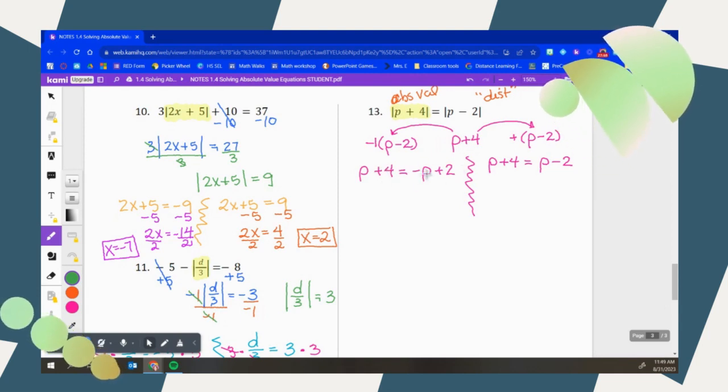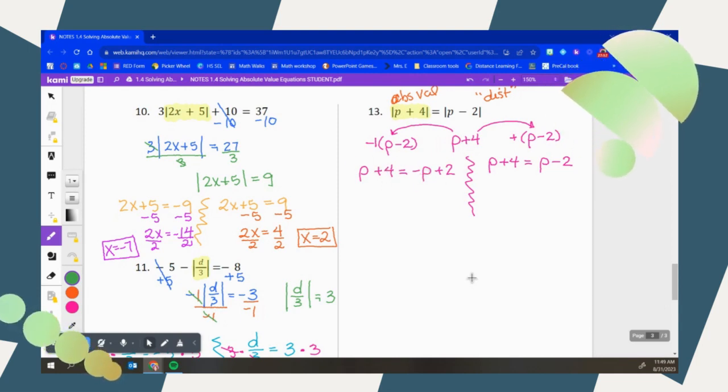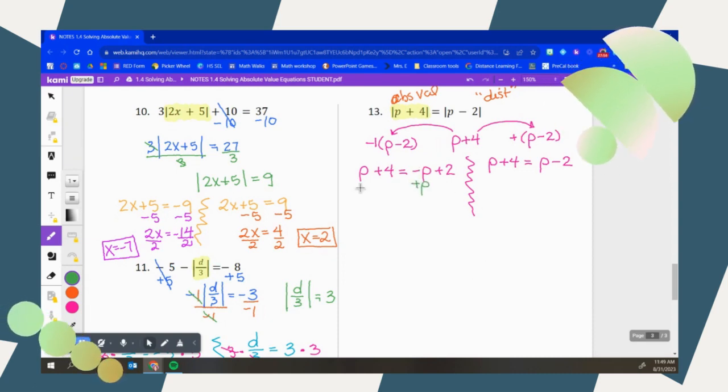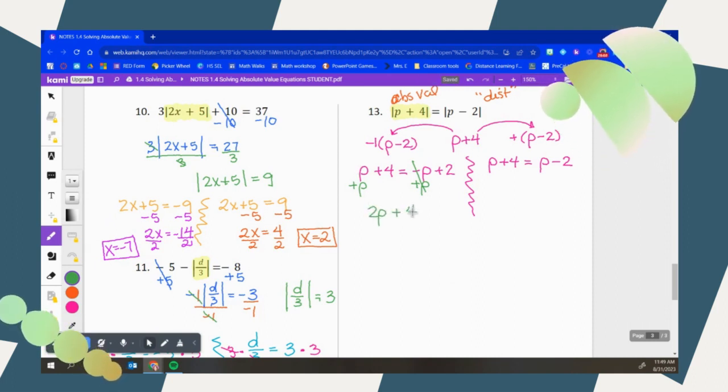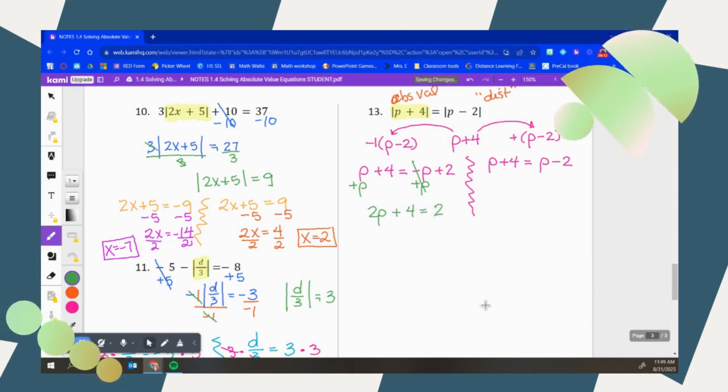So how do I get this p over here? Yeah, it's a negative p, so we're going to do a plus p and a plus p. That cancels these guys out because those are opposite. Over here, p plus p is 2p. And then we still have the plus 4, and then it equals 2. Now I got my p's to the left, but now I need to get the numbers on the right.